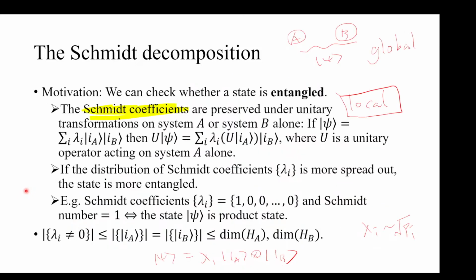Although we don't have an exact quantitative description of entanglement, we see that if you want a state to be totally not entangled, then its Schmidt coefficients should be 1, 0, 0, 0. And every state has a Schmidt decomposition. So that's that. Any questions?